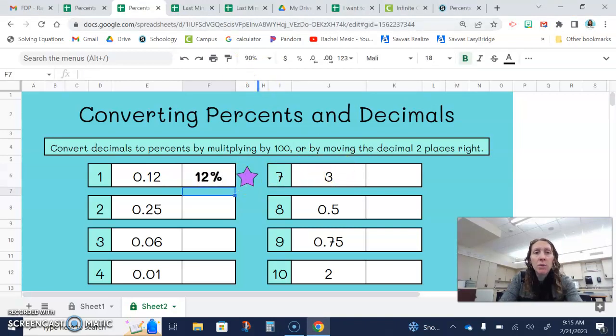Ooh, number 7, that one looks silly. It's just a 3. I don't see a decimal. Well, let's pretend it's 3. We'd have the decimal here right after the 3, followed by 2 zeros. So we take that decimal, move it to the right once, twice, and it's after that second 0. So that one would be 300%.